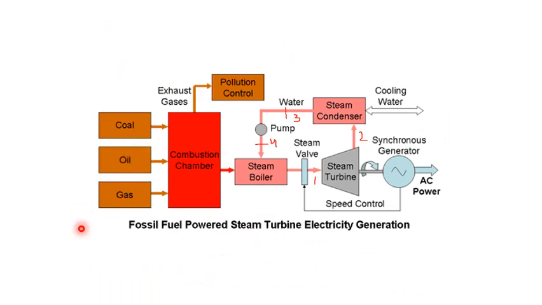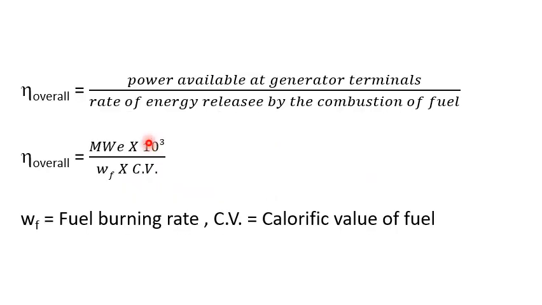This is another schematic diagram. Here we can clearly see that 1 to 2 is the steam turbine, 2 to 3 is the condenser, 3 to 4 is the pump, and again 4 to 1 is the boiler or boiling process. So a steam power plant is a bulk energy converter from fuel to electricity.